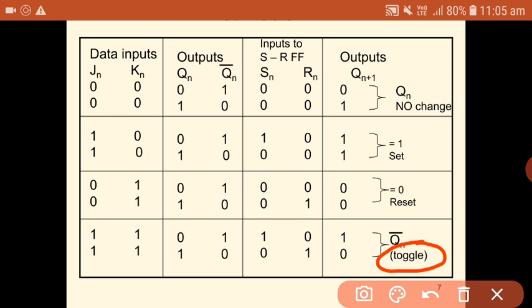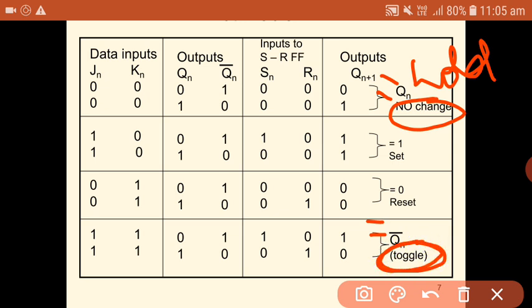Are you understanding? If Qn plus 1 is equal to Qn, that state you can call the no change or hold state. Or if Qn plus 1 is equal to Qn bar, then that state you can call the toggle state, which means if the previous output is 0, then the present output becomes 1. If the previous output is 1, then the present output becomes 0. That means Qn plus 1 is equal to Qn bar. The present output is the complement of the previous output, so you can call the present output state as toggle.